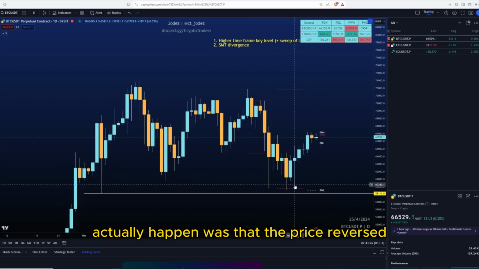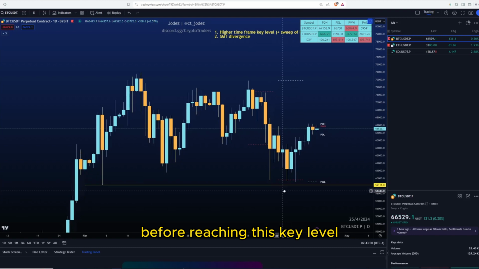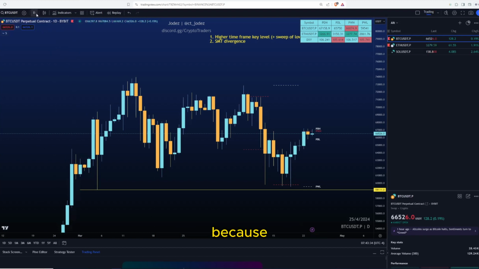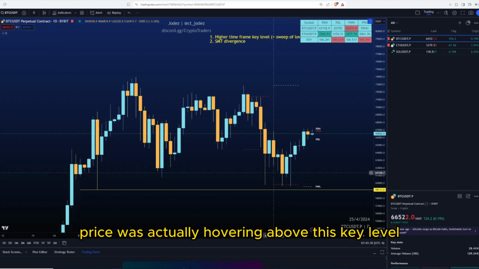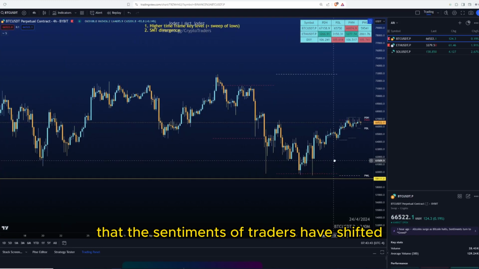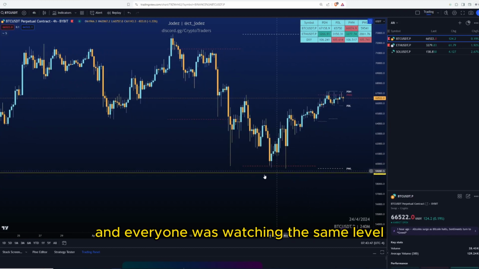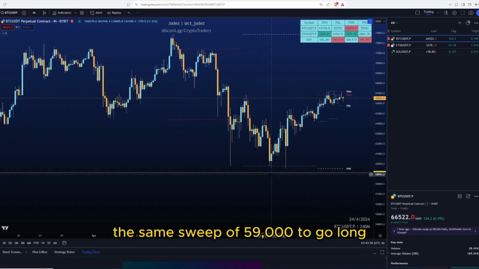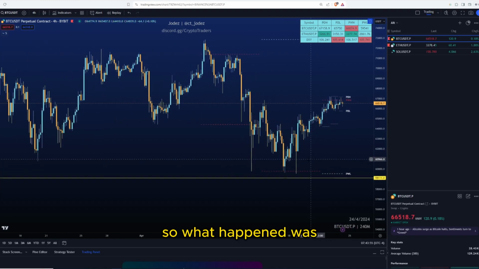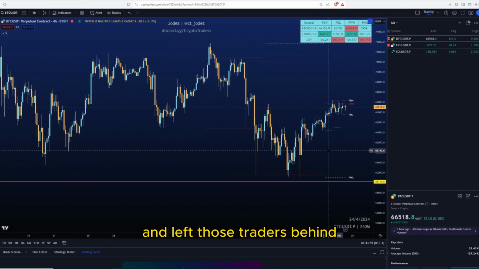But what we saw actually happen was that the price reversed before reaching this key level. The reason for that is that price was hovering above this key level for quite a bit, so much so that the sentiment of traders shifted from bullish to bearish, and everyone was watching the same level, the same sweep of 59,000 to go long. So price reversed before reaching that level and left those traders behind.